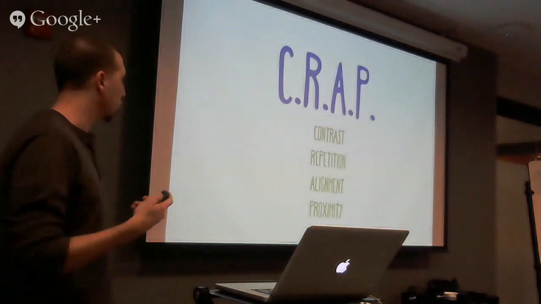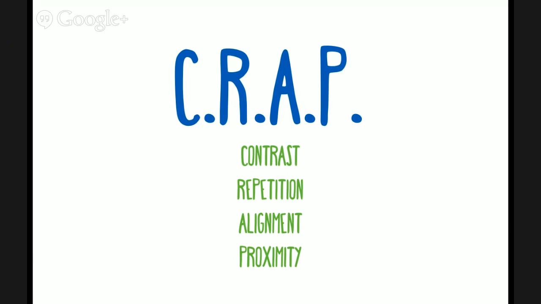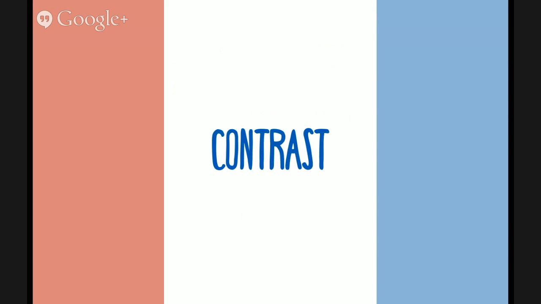So shortly after college, I discovered CRAP, which is the kind of condensed, modified version. And that stands for contrast, repetition, alignment, and proximity. And what you'll find is that almost all visual mediums use these elements to communicate effectively. So the first one is contrast.